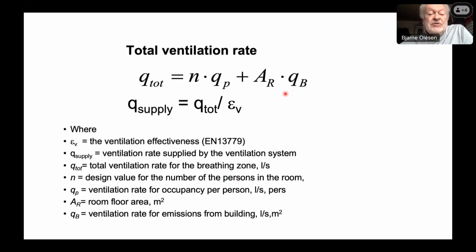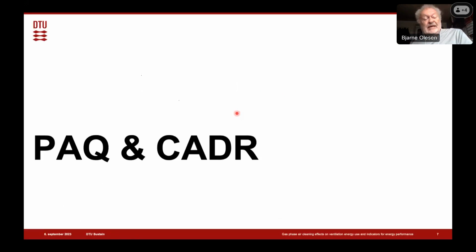But to find out how much you need to put in the supply, you also have to take into account the ventilation effectiveness, which in most cases is mixing, or complete mixing. Then it's 1. Displacement ventilation, it may be 1.2. And if you have a personalized ventilation system, it may go up to 2 or a little higher. So that's how we estimate or design our ventilation system. And that's important to have in mind when we now are going to look at the energy implication of using an air cleaner.